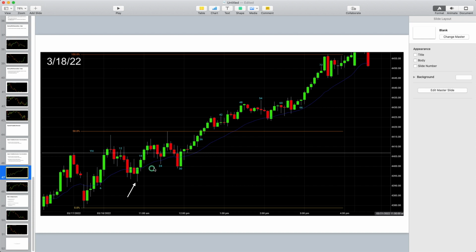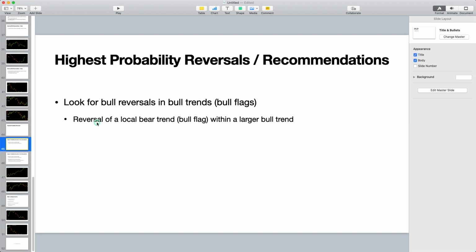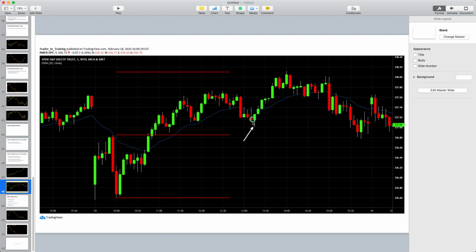And these are the highest probability reversals. So traders should look for a reversal of a local bear trend, which is a bull flag, within a larger bull trend. So this bar is another example.